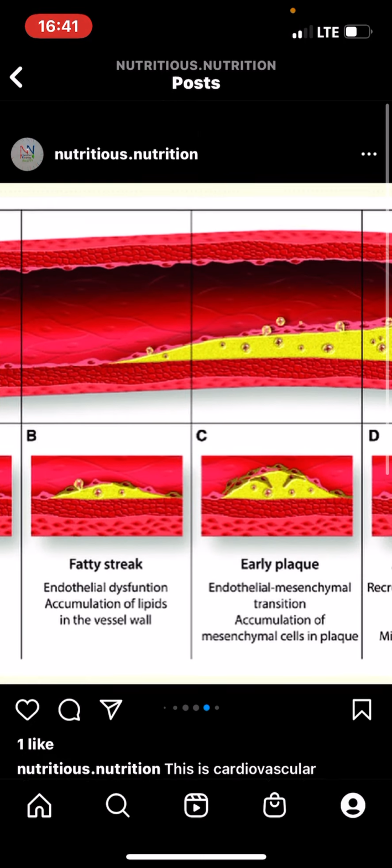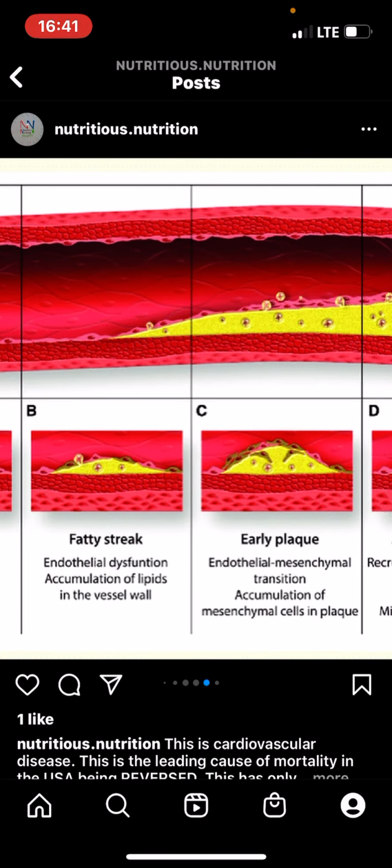And then this here is a long-term showing of the progression of the buildup of the plaque. So it goes from open to just a little bit, and it starts to get more and more constrictive as more and more plaque builds up.